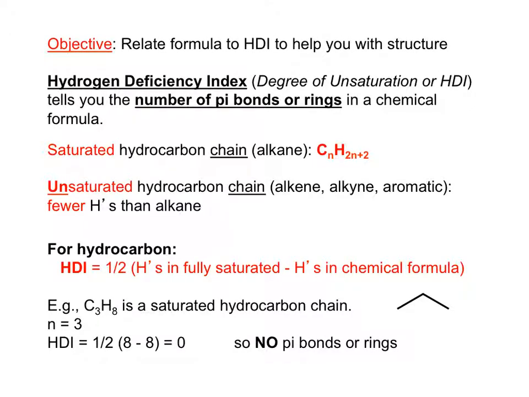So a saturated hydrocarbon chain or alkane has this formula. For example, ethane is C2H6. An unsaturated hydrocarbon, an alkene, alkyne, or aromatic, will have fewer hydrogens than an alkane. The H's in a fully saturated alkane chain is equal to 2n plus 2, where n is the number of carbons. For example, C3H8 propane has an HDI of 0. This means propane C3H8 has no pi bonds or rings.